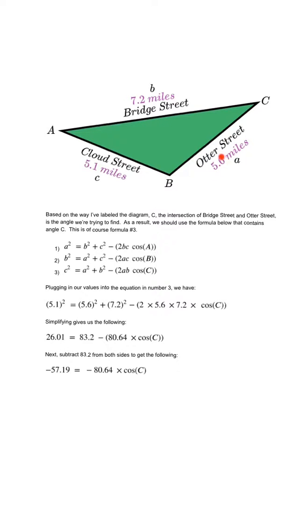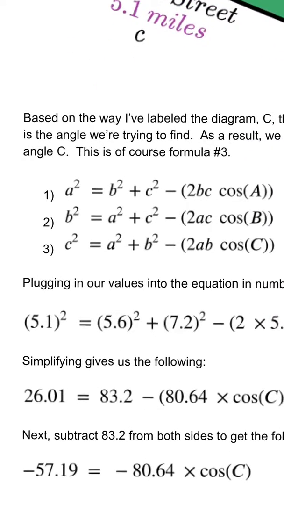So you'll notice that little a, or the 5.6 miles, is across from big A. Little b, which is the 7.2 miles, is across from big B. And little c, which is the 5.1 miles, is across from big C. So remember that we're trying to find the angle at C, which is the intersection of Bridge Street and Otter Street. So because we're trying to find angle C, we need to use the formula that has angle C in it. And of course, this is formula number 3 right here.